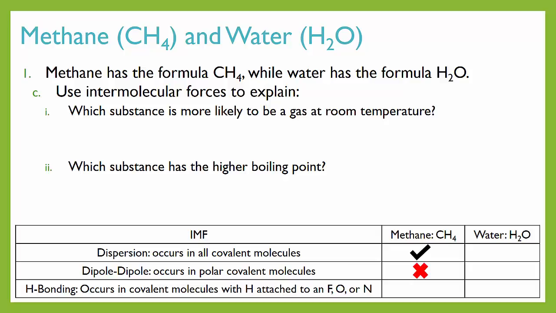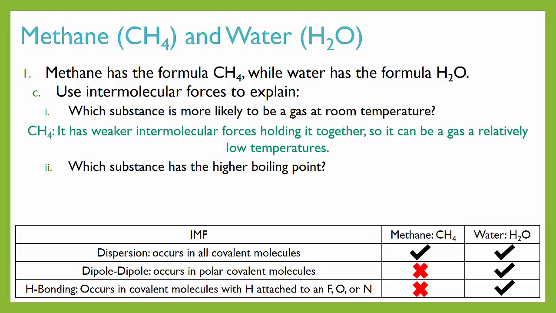Additionally, we don't have a hydrogen attached to an F, O, or N, so we're not going to have any hydrogen bonding in methane either. Water is also a covalent molecule because it's all nonmetal. It is polar. We just described that in the last slide. So it has dipole-dipole. And those hydrogens are each attached to an oxygen, meaning that we also have hydrogen bonding. So methane is going to have very weak intermolecular attractive forces, and water will have really strong attractive forces.